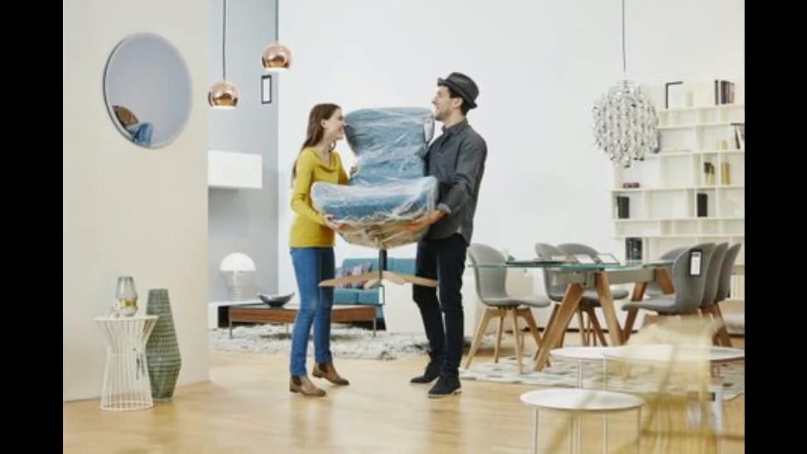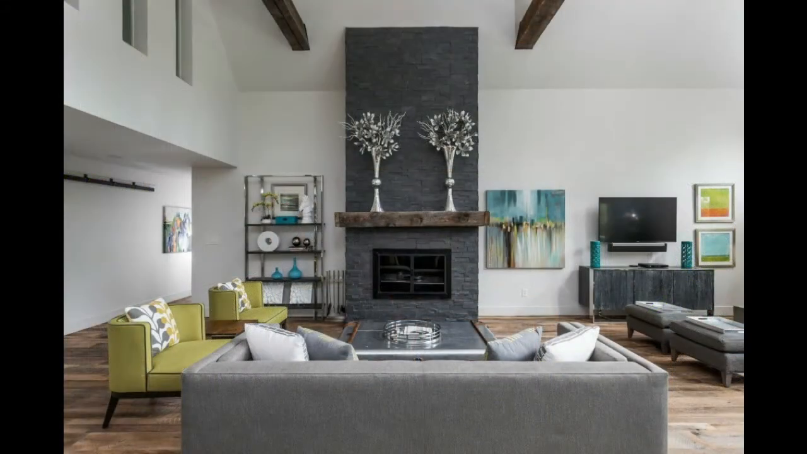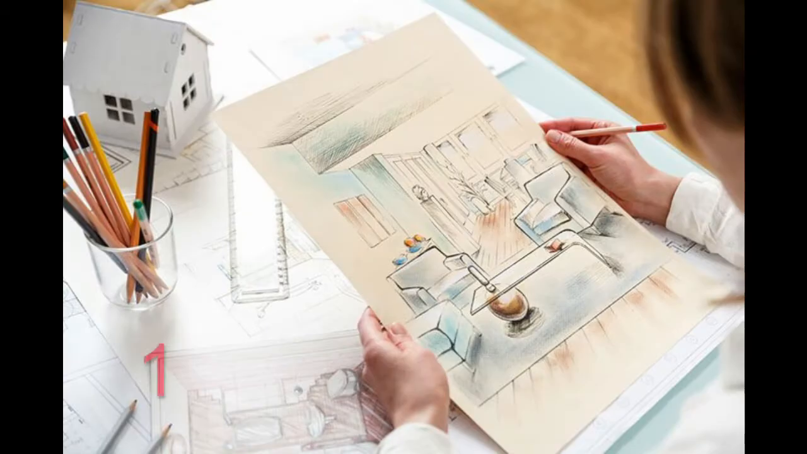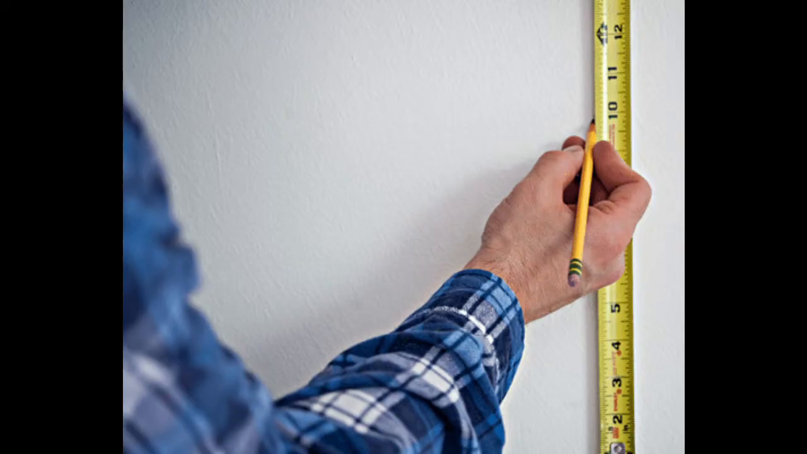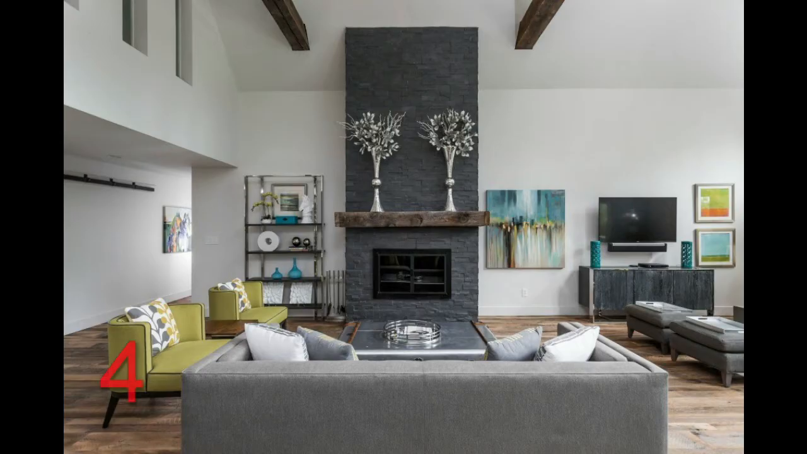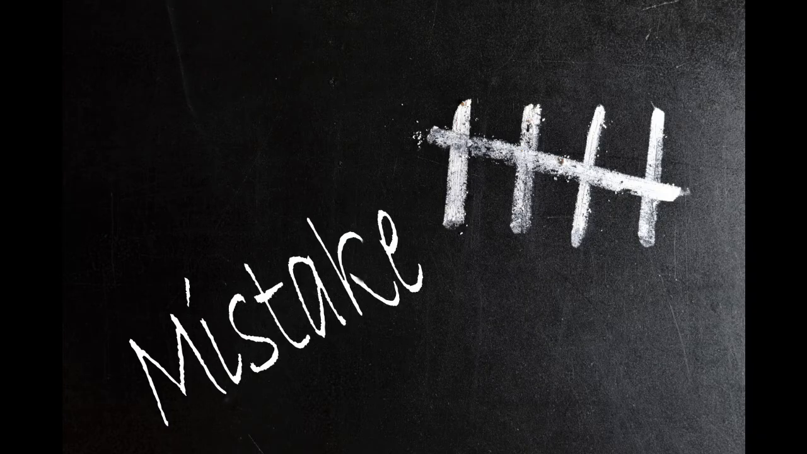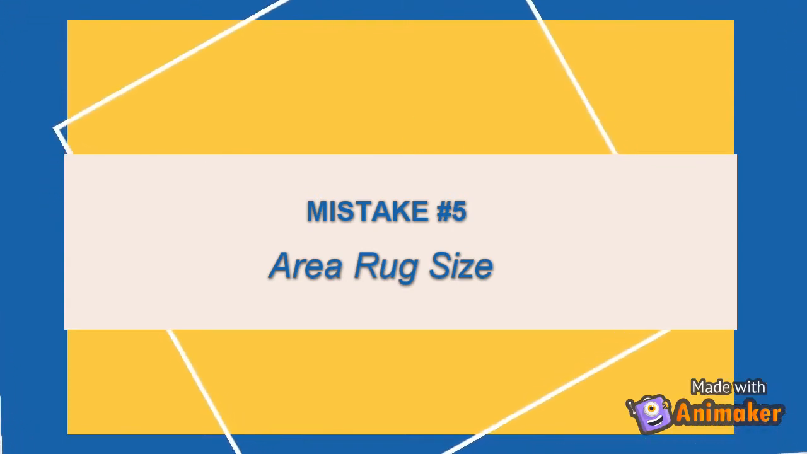So, if you are interested to know the rest of those mistakes, stay tuned. In the previous video, we went through 4 mistakes: design before choosing your style, measuring, scale of furniture, lack of focal point, and painting. So today we're gonna go over mistake number 5, which is area rug size.